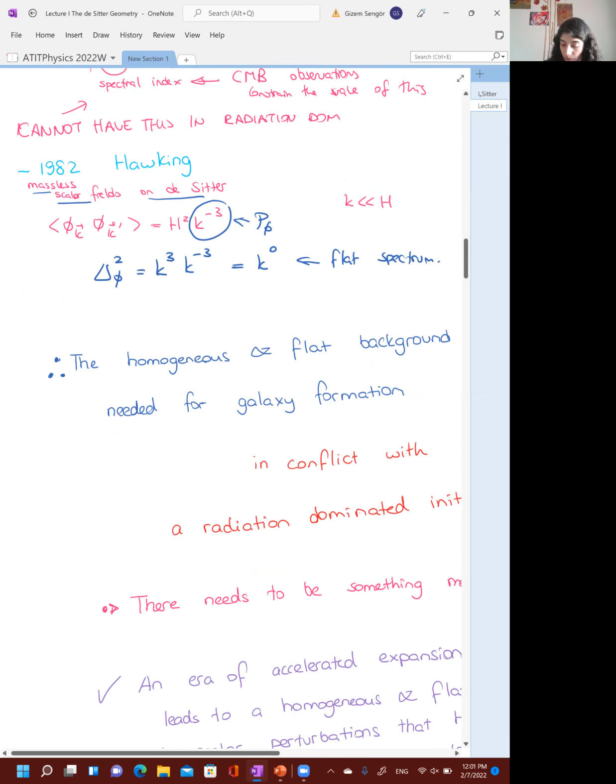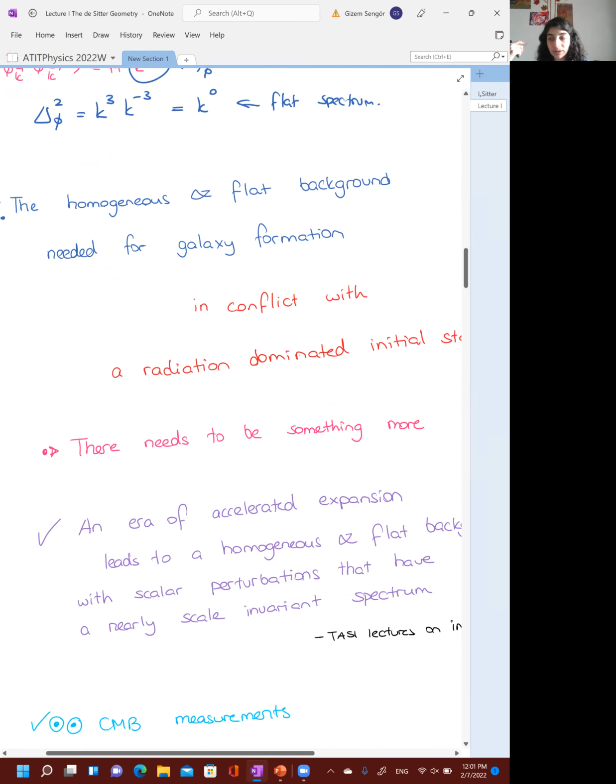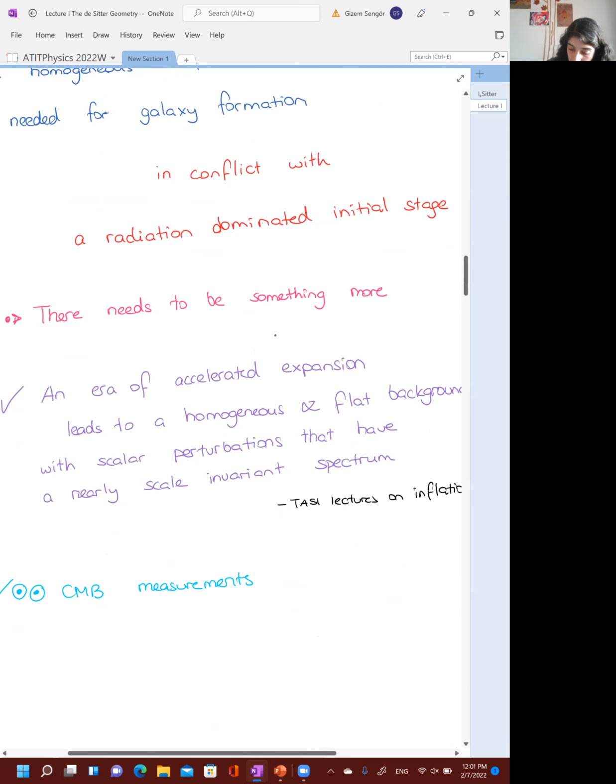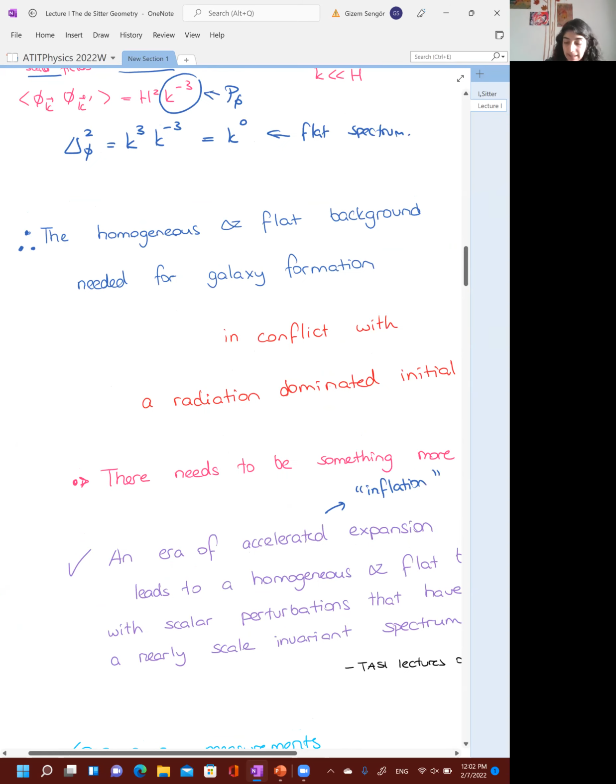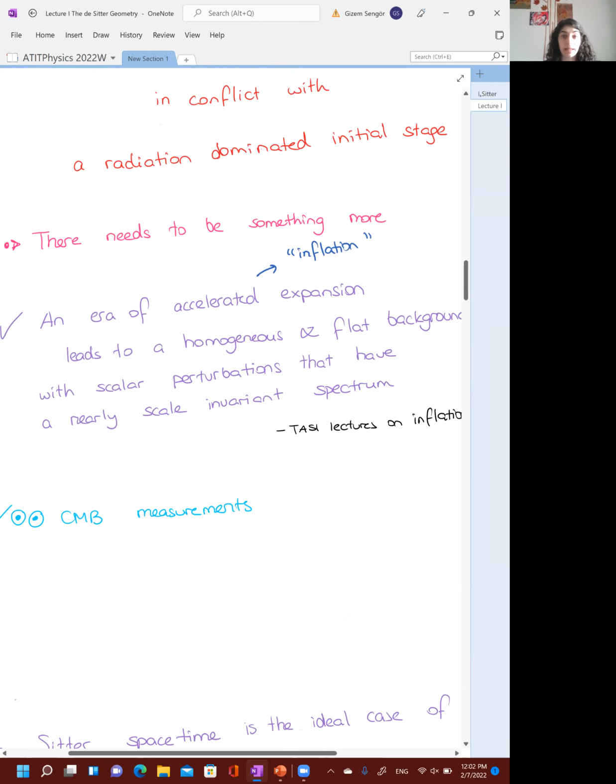Now, by this time, also, there are a lot of other motivations to consider an era of accelerated expansion for the initial state of the universe. So up to some point, we thought the universe started in a radiation dominated stage. But then through more analysis, it turns out that you need to extend that history. There is something more in the earlier universe. And this era of accelerated expansion in the early universe is what's called inflation. But this can lead to the kind of initial conditions, that means flat power spectrum, that can eventually lead to formation of large scale structure, that is clusters of galaxies and galaxies in them.